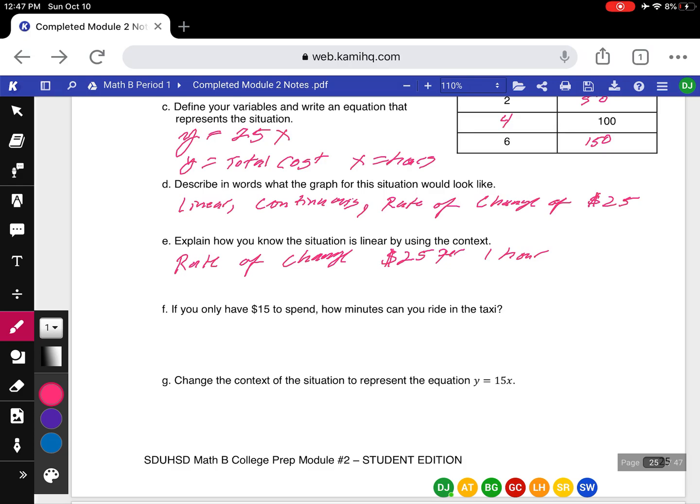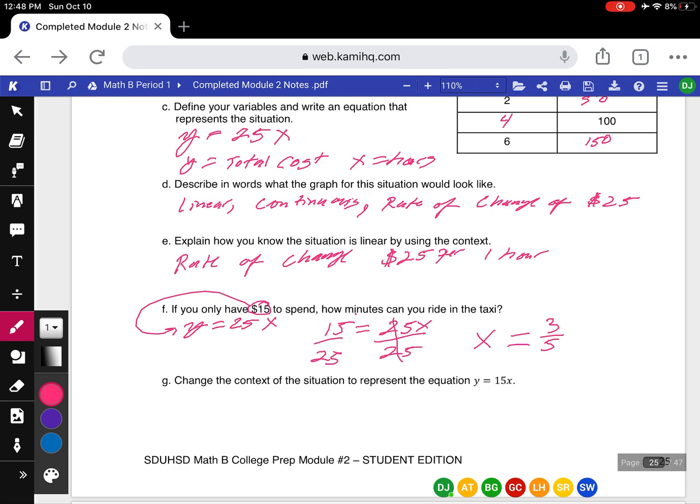Now, if you only have $15 to spend, how many minutes can you ride in the taxi? Well, let's go and look at this. The total amount of money is $25 per hour. And you only have a total amount of money to spend of 15. So what this would look like is 15 is equal to 25x, and when I divide both sides by 25, this will give me x equals 15 over 25. And both of those are divisible by 5 to get 3/5.